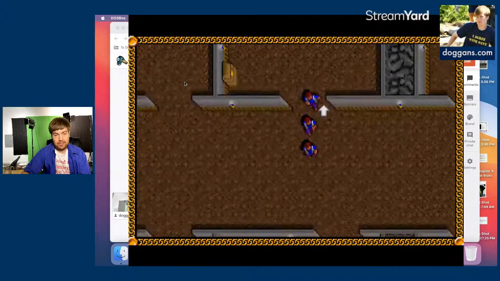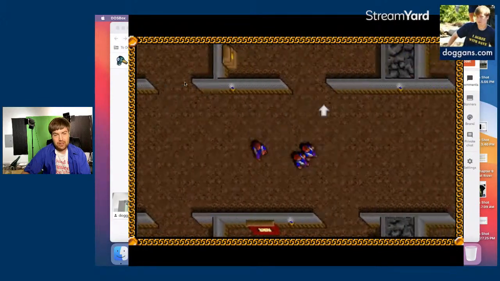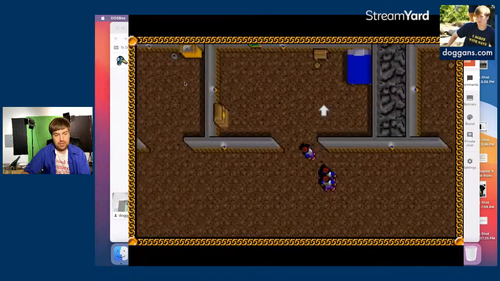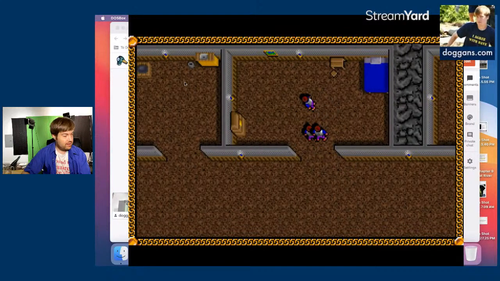Okay. And I'm pretty sure most of these rooms... Is that another chest? I think most of these rooms are strictly decorative.